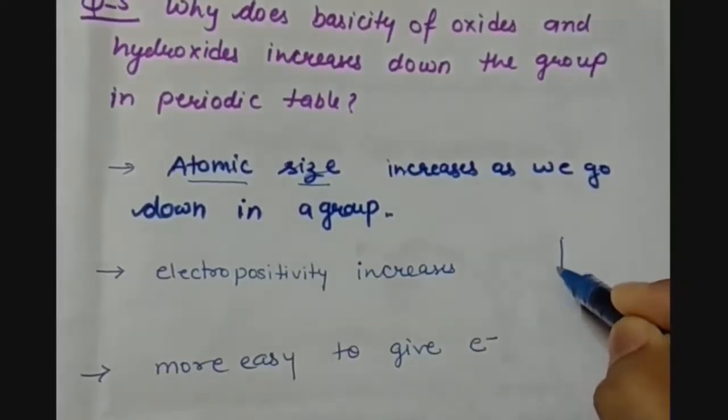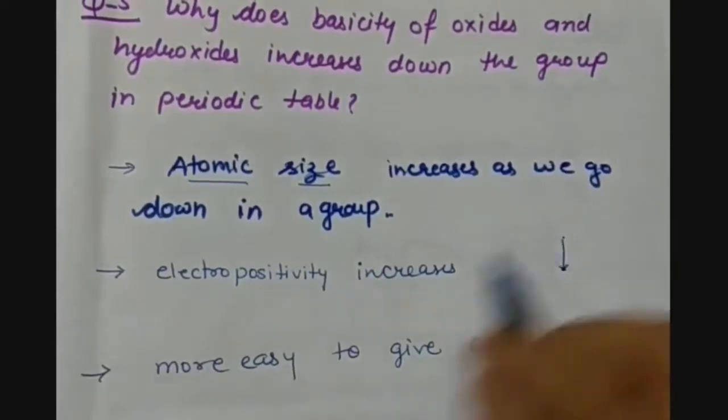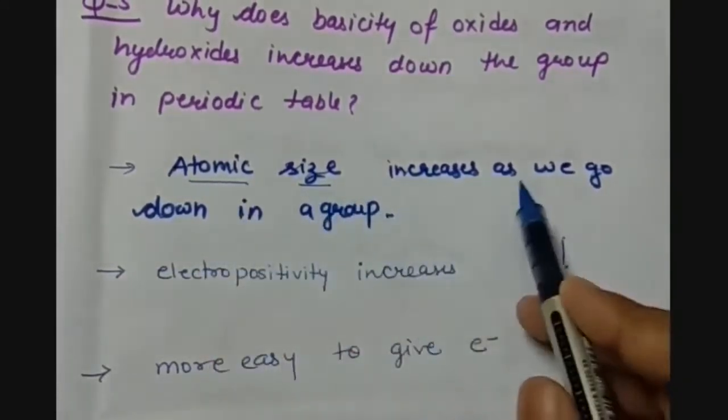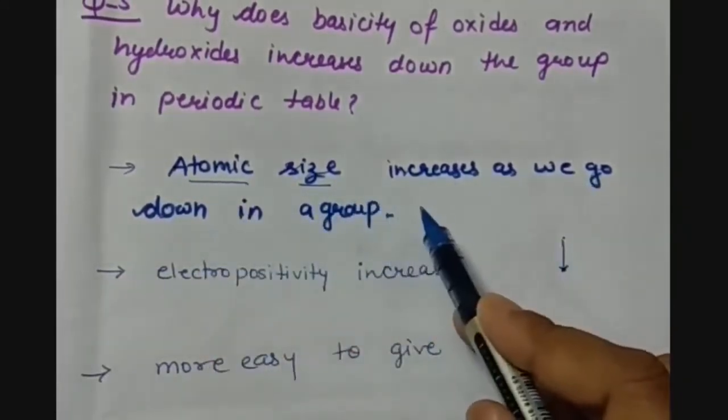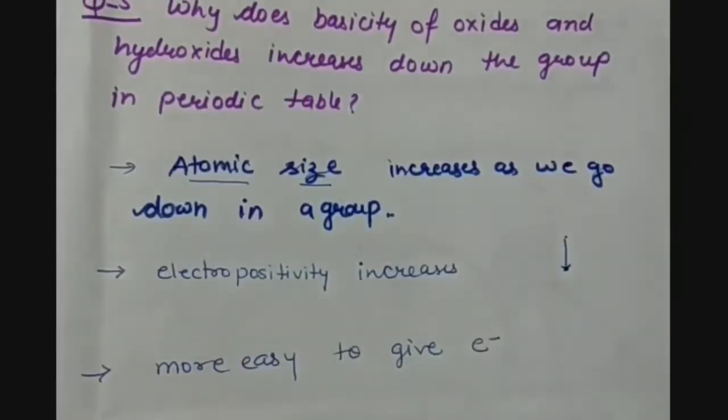top to bottom, we know that atomic size increases as we go down in a group, and because of this atomic size increase, that means the radius of the atom is increasing. Now just think about the electropositive nature of the metal. We know that metals are electropositive in nature. That means they have a tendency to lose the electrons.